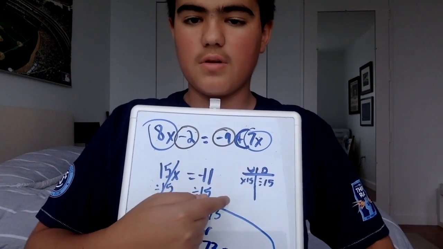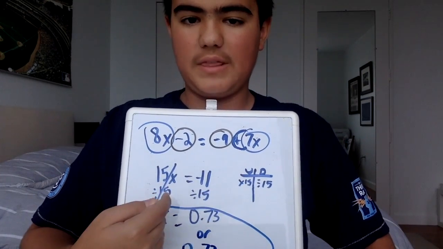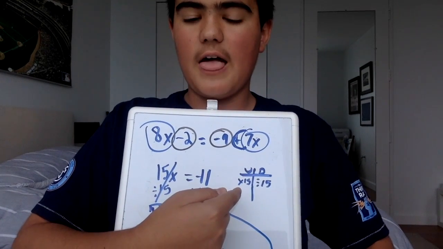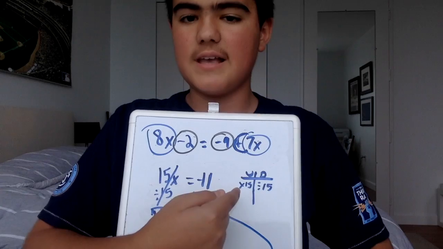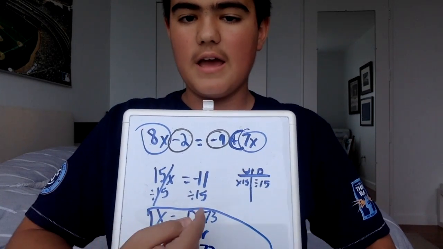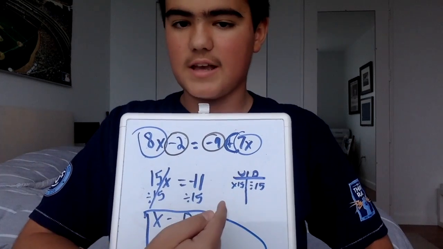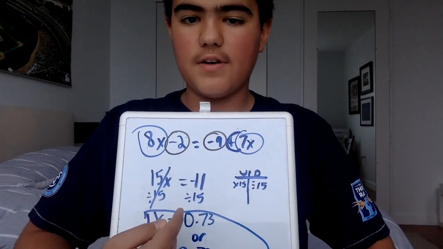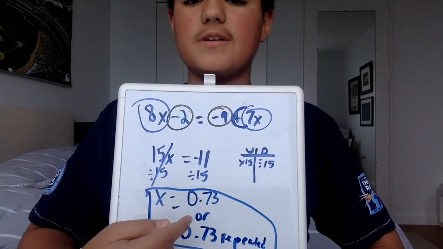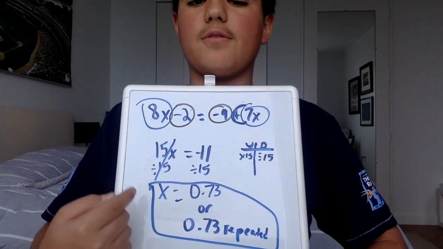And then you would do the inverse operation with this 15x, because that's times 15. You would do the inverse operation like I said, and do divided by 15, like I did here. And then what you do to one side, you do to the other side. So negative 11 divided by 15 is x equals negative 0.73 repeated.